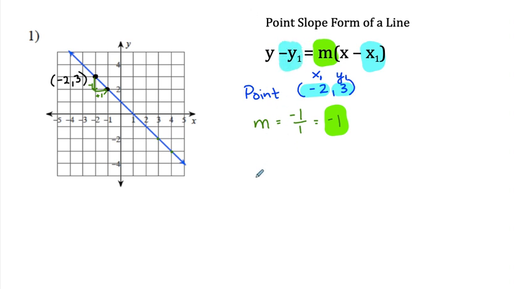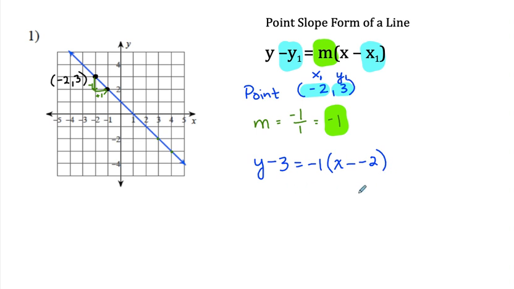Okay? So I'm going to rewrite the equation. Y minus, so y1 is 3. Y minus 3 equals, m is -1, parentheses, x minus, and x1 is -2.